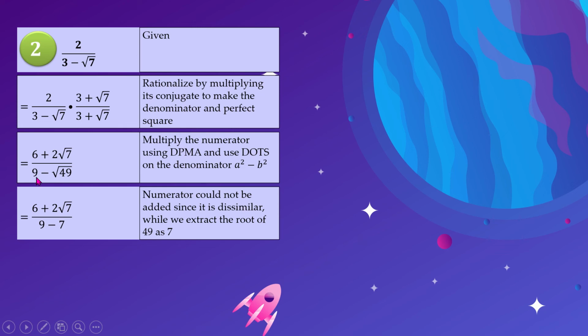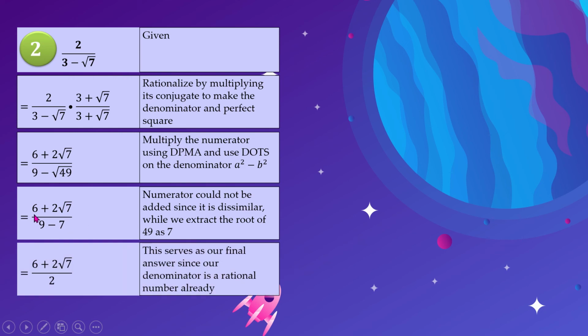Then the denominator, 9. This is already rational, so we copy 9. The 9 cannot become 3, because you are not taking the square root of 9. So 9 will remain as 9. Then copy the minus. The square root of 49 becomes 7 because 49 is a perfect square and the root is 7. So 9 minus 7 is 2. We copy the numerator since the terms cannot be added: 6 plus 2 square root of 7 over 2.